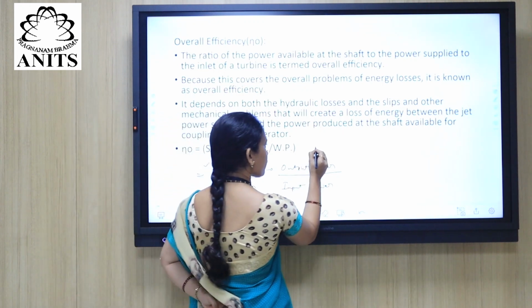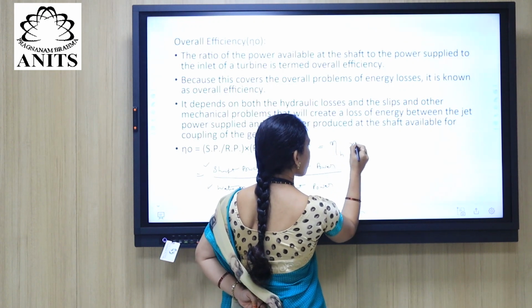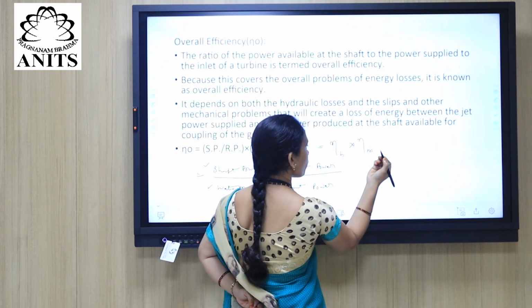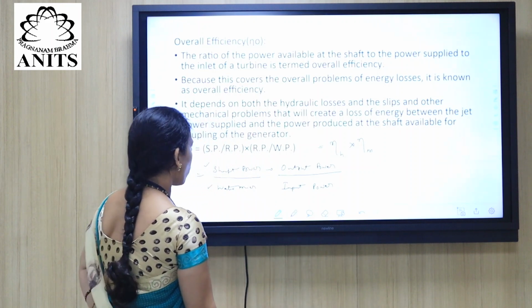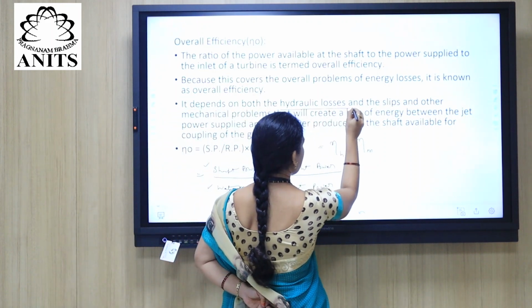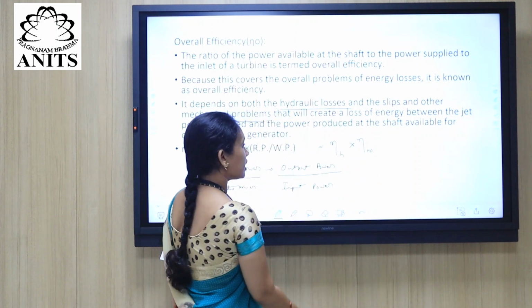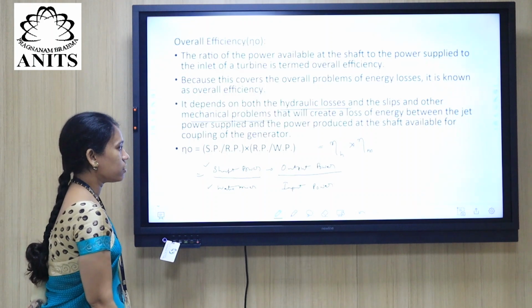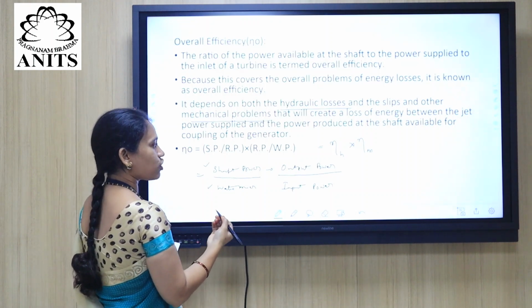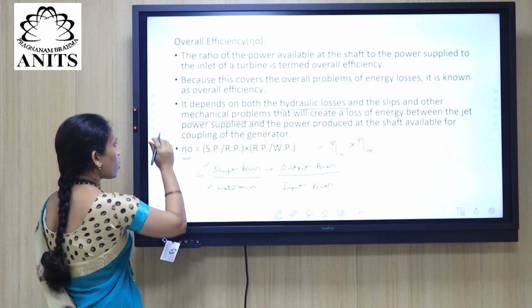Not only this, we can calculate overall efficiency by using the formula of the product of hydraulic efficiency and mechanical efficiency. This overall efficiency includes both hydraulic losses in terms of hydraulic efficiency and also mechanical losses in terms of mechanical efficiency. So the product of hydraulic efficiency and mechanical efficiency will be considered as overall efficiency.